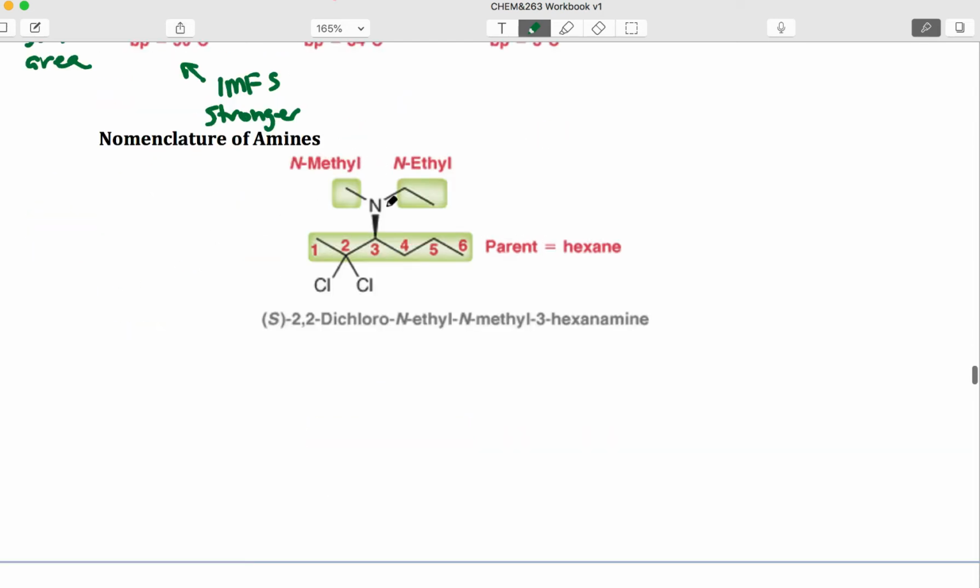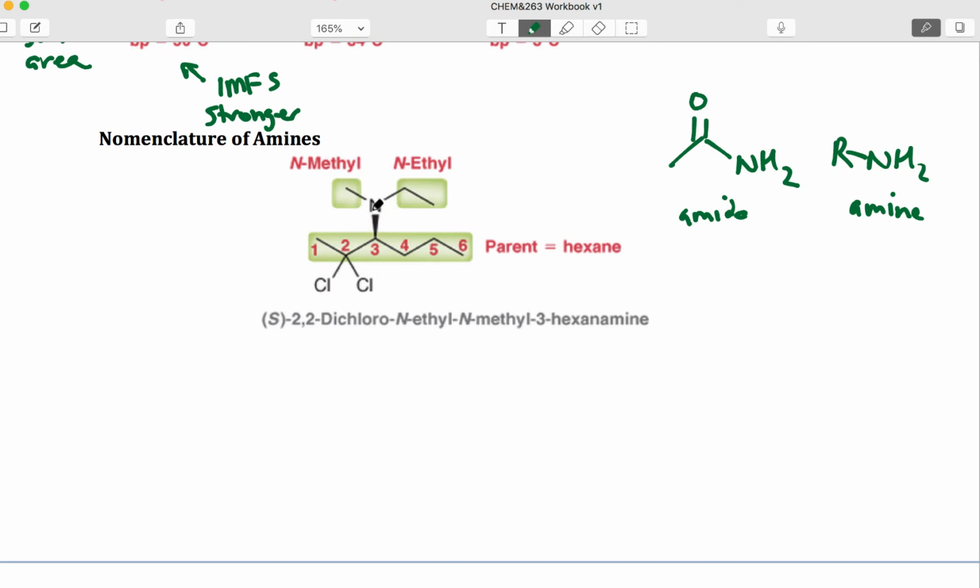Now with nomenclature, we follow the same rules as before. We number the longest chain. Now, one thing that I've noticed students do a lot is they confuse amides and amines. Remember, amines have just an R group, and amide has a carbonyl group next door. So you need to make sure that you know the difference, because their physical properties and nomenclature are really different.